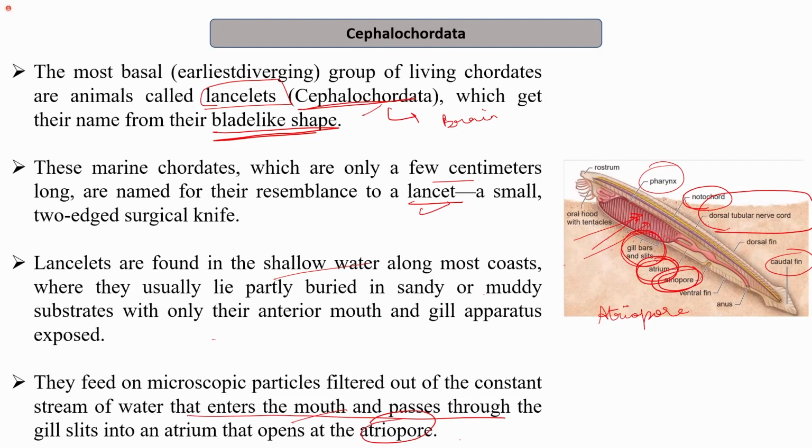We can see that they have pharyngeal gill slits, gill bars and slits. Then they have the notochord, which is one of the important features of the chordates. Then they have a dorsal nerve cord, and they have a post-anal tail. So these are the cephalochordates. Examples include lancelets. Lancelets are named so because of their blade-like shape. They are similar to a two-edged surgical knife. Therefore, they are known as lancelets.